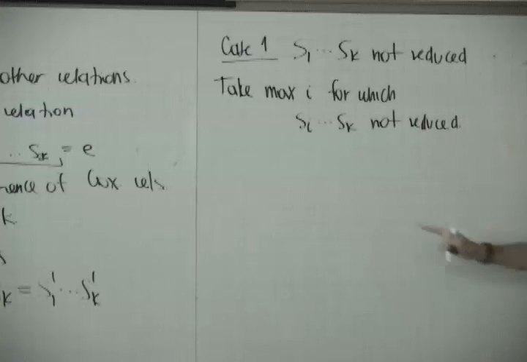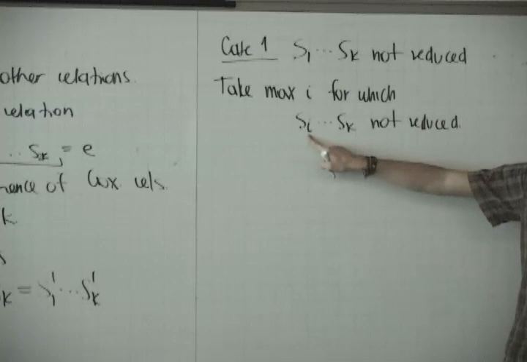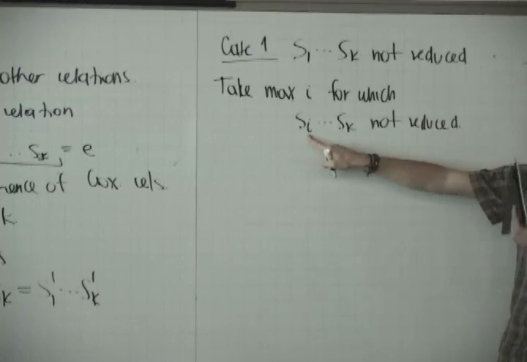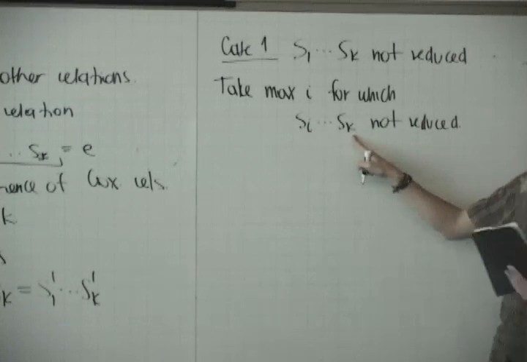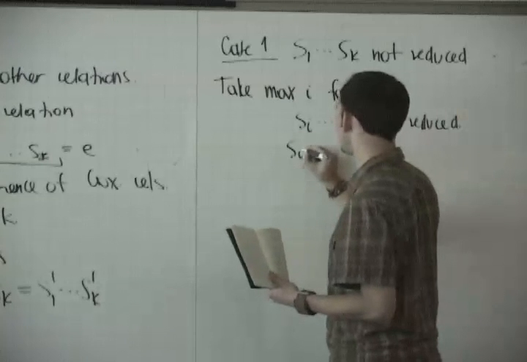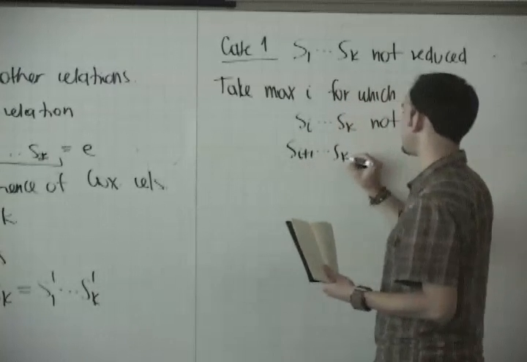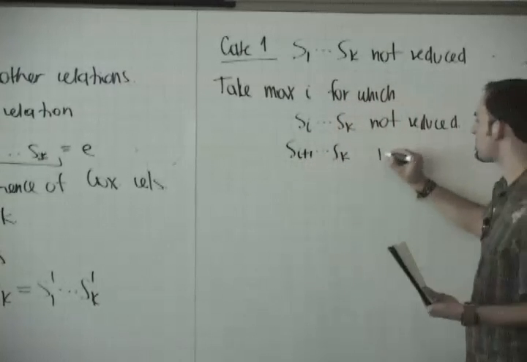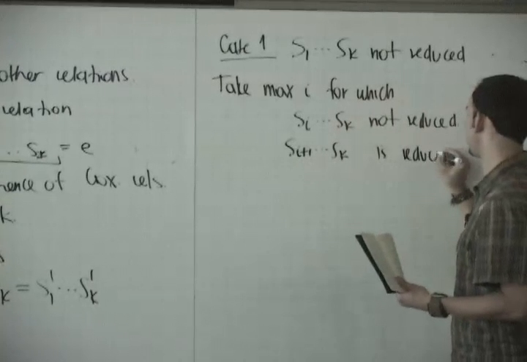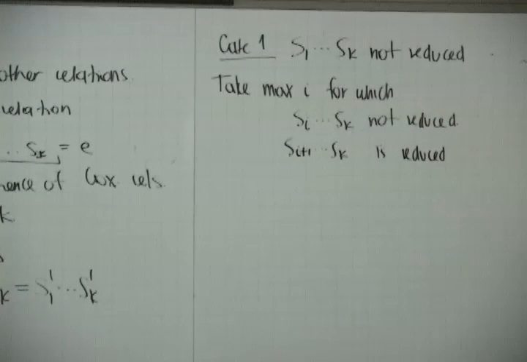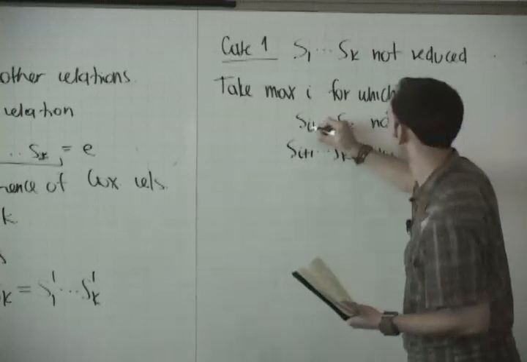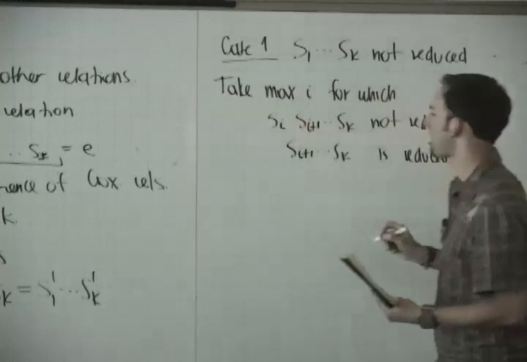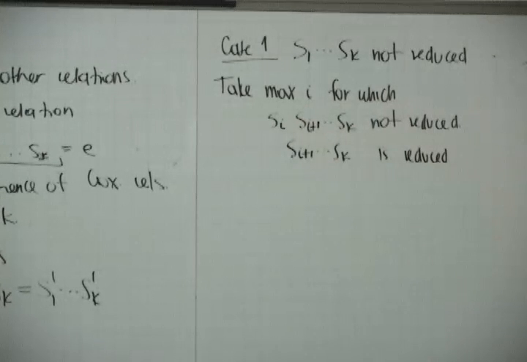I know that for I equals 1 this is true, and so I'm just going to look for the biggest I that satisfies that Si up to Sk is not reduced. And what I'm going to accomplish there is that Si plus 1 up to Sk, I plus 1 is bigger, so this is reduced. And let me rewrite this like this. Okay? Any questions about what I'm doing here?